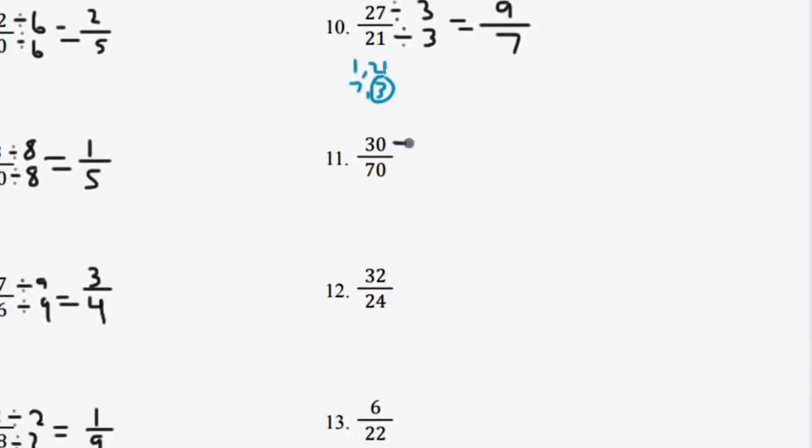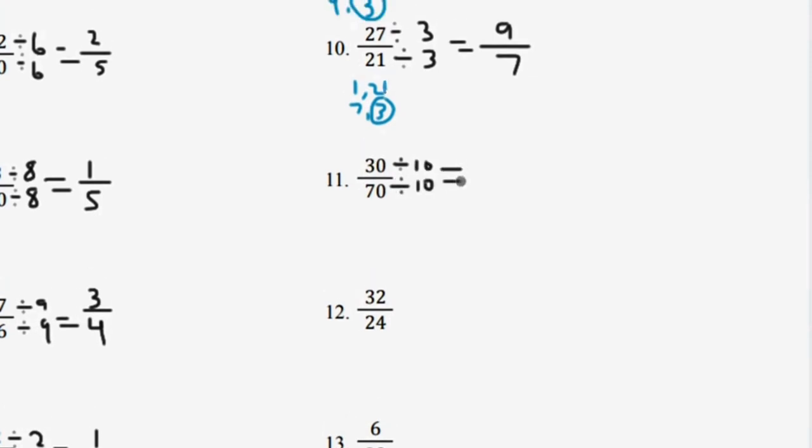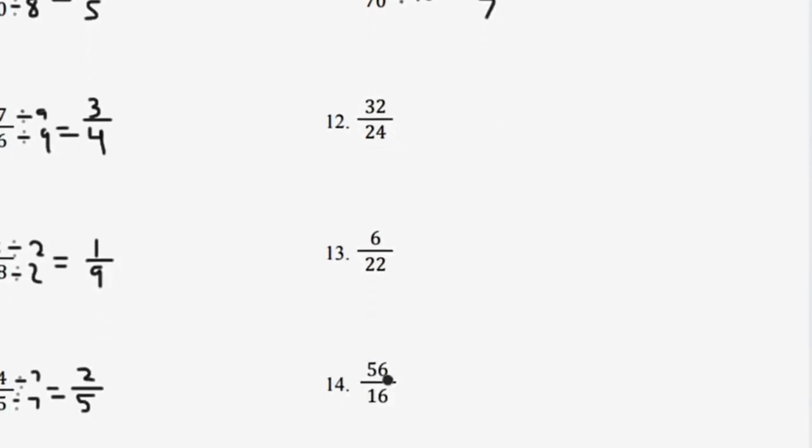So here we've got 30 and 70. These are both multiples of 10, so that is probably their greatest factor. 30 divided by 10 is 3, and 70 divided by 10 is 7. Got 3 more.